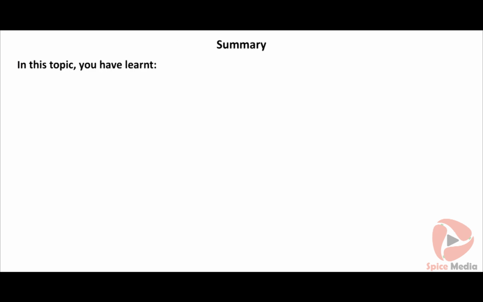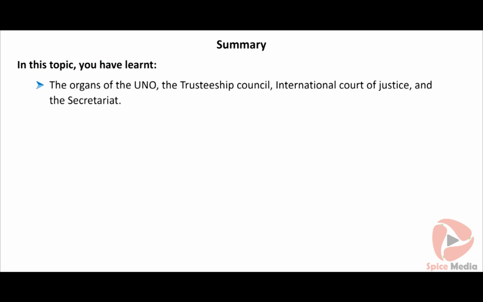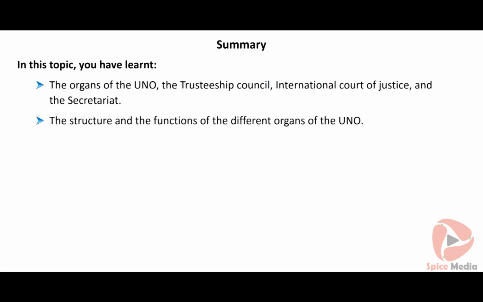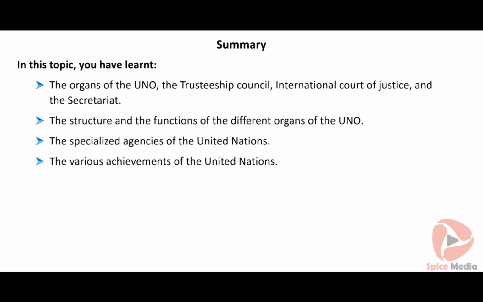In this topic, you have learnt the different organs of the UNO, the Trusteeship Council, International Court of Justice, and the Secretariat, the structure and the functions of the different organs of the UNO, the specialized agencies of the United Nations, the various achievements of the United Nations.